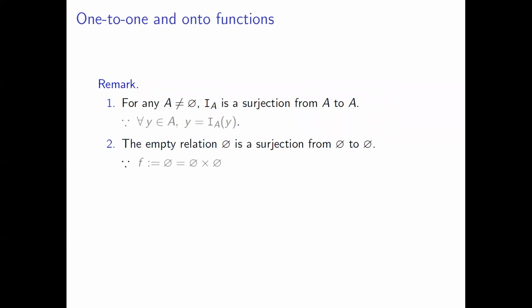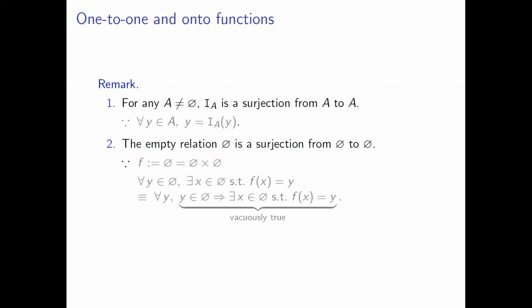Indeed, observe that the empty set is equal to the Cartesian product of the empty set by the empty set. Let f denote the empty relation. The statement for any object y in the empty set, there exists an object x in the empty set such that f of x equals y, is equivalent to the statement for any object y, if y is in the empty set, then there exists an object x in the empty set such that f of x equals y.